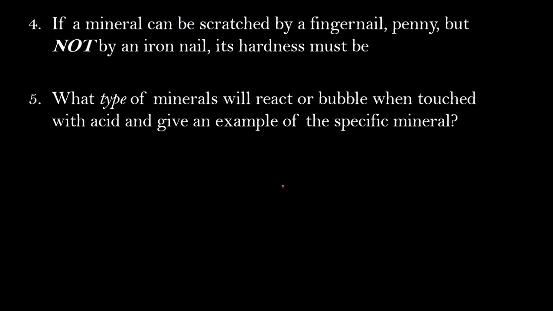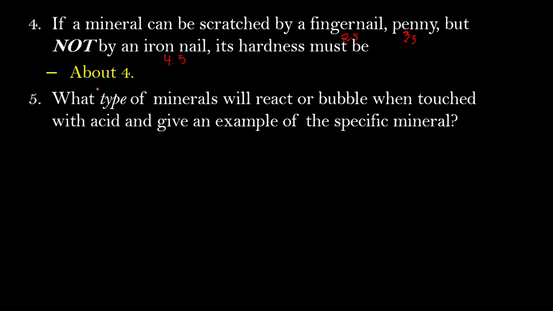Number 4, if a mineral can be scratched by a fingernail, can be scratched by a penny, not by an iron nail, what must its hardness be? Now, you don't have to remember these things. Just look in your notes and it will always be given to you. The hardness of a fingernail was 2.5. The hardness of a penny was 3.5. And the iron nail was 4.5. So if it can't be scratched by this, but can be scratched by this, the hardness is going to be about 4, which is between these numbers.